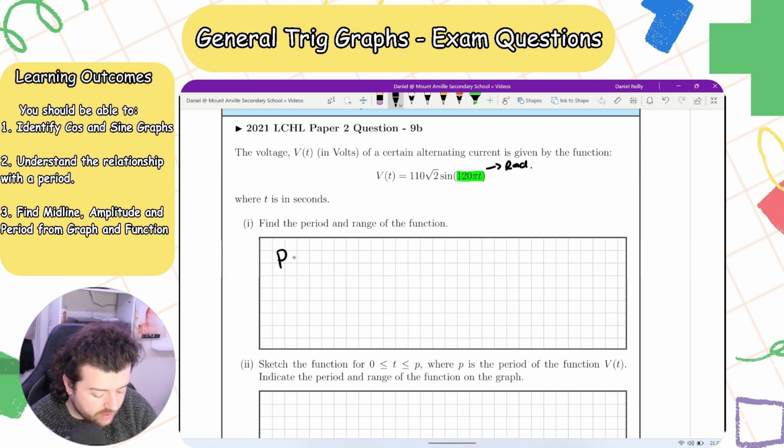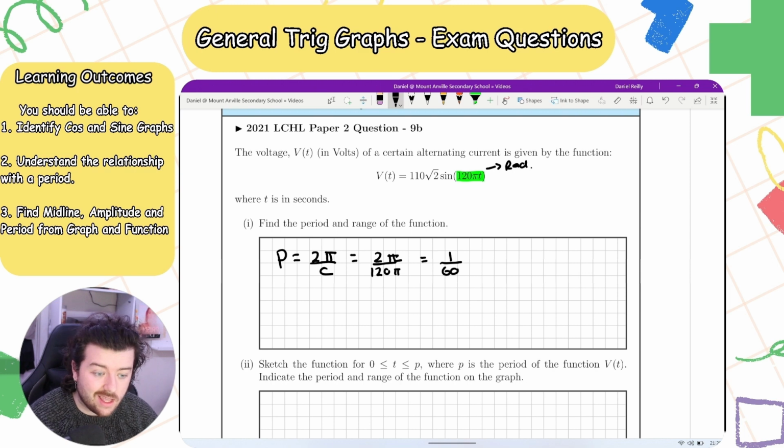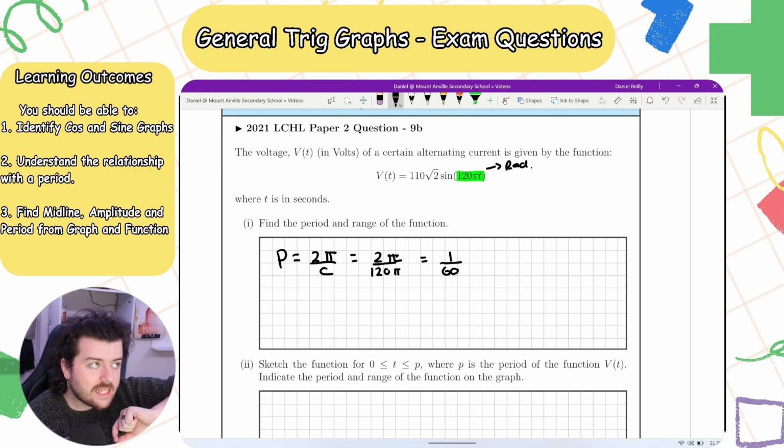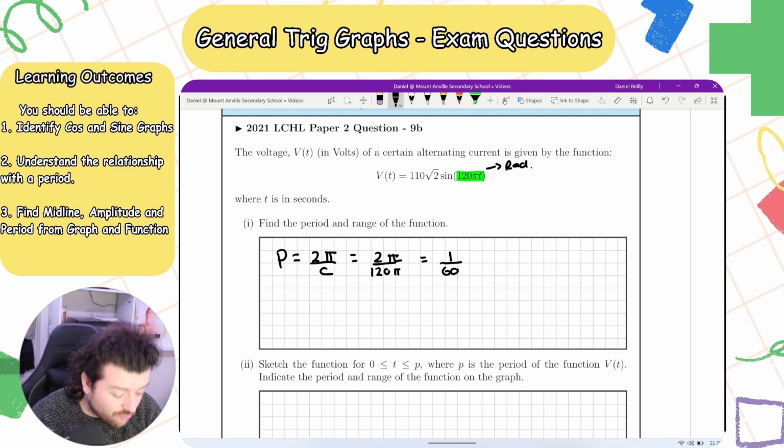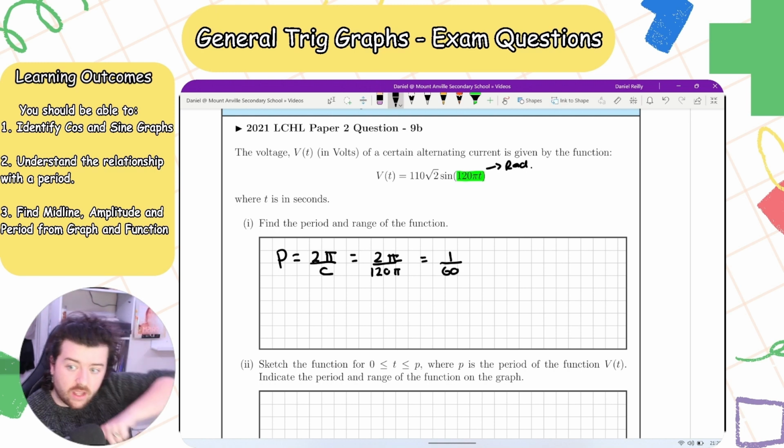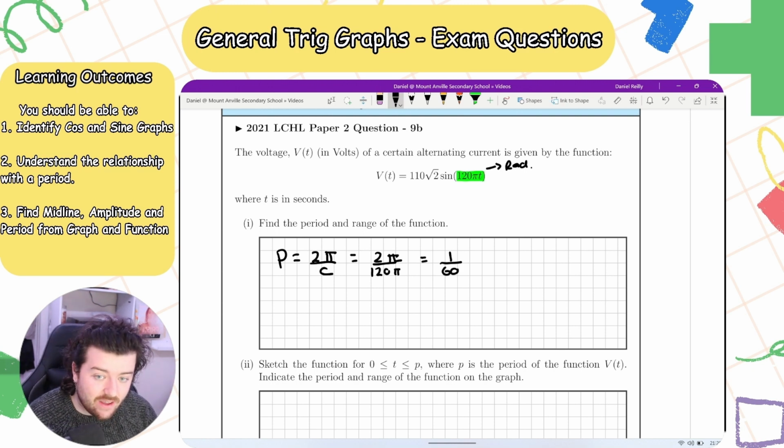First of all, the period, if you recall, is equal to 2 pi divided by c. So it's going to be 2 pi divided by 120 pi, because that's what c is equal to here, and that is going to be 1 over 60. The voltage is increasing, decreasing, and it's electricity. It's really fast. It completes one cycle in 1/60th of a second.